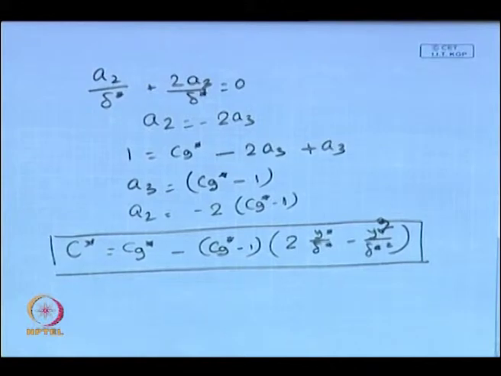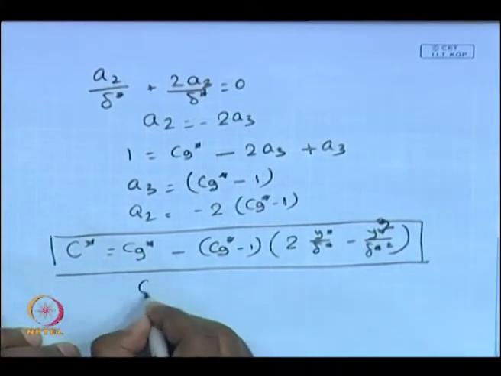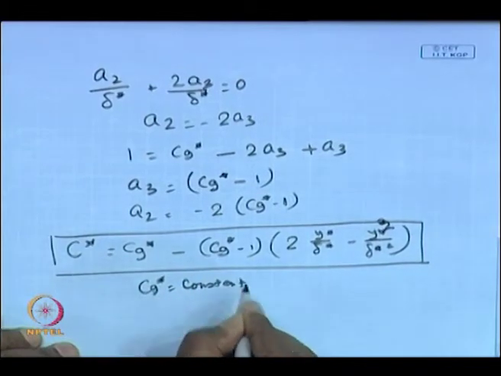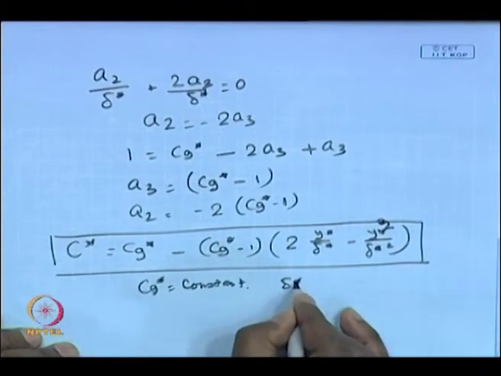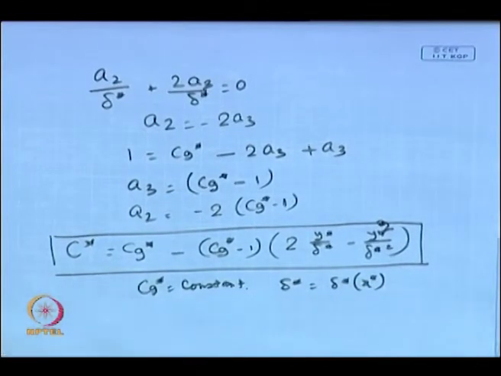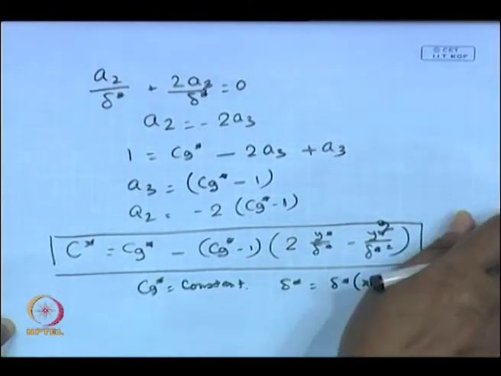So, this is the concentration profile that we are going to use in order to solve this equation. Now, what we are going to do? Now, your Cg star is constant, because Cg is constant, and delta star is a function of x only. We are going to take the derivative with respect to x, the derivatives with respect to y, and del square C star del y star square, and substitute these derivatives in the governing equation. Okay, that we are going to do.